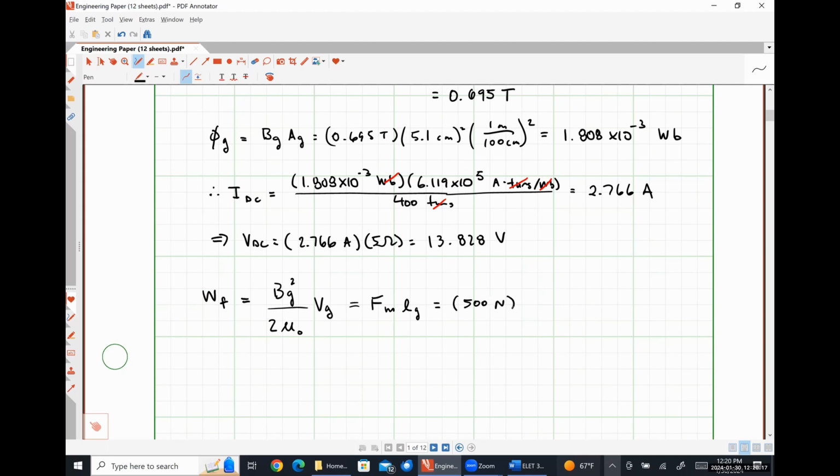So 500 newtons times 0.001. Actually, it should be 2 millimeters because there's two gaps. So 500 times 0.002, because it travels only 150. Okay, sure. 0.5.